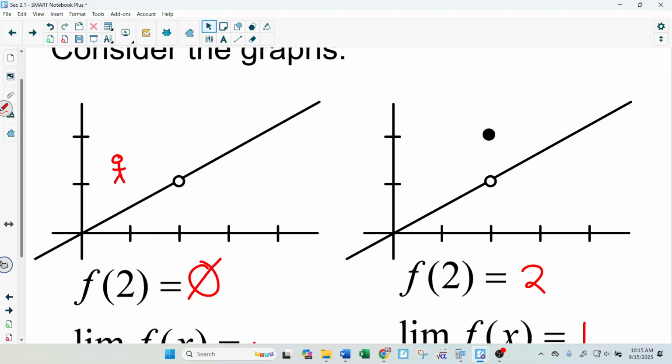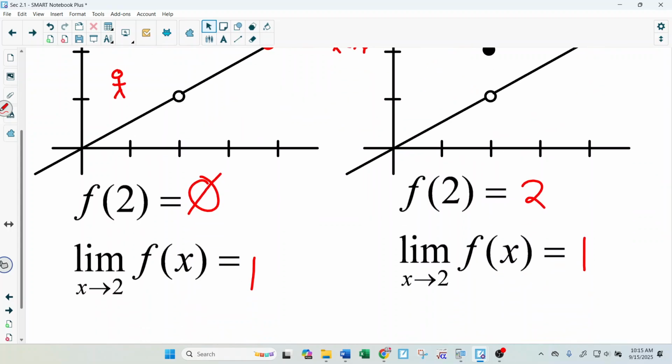Okay? Now, for example, let's say we look at both of these out here. What is f of 4 in both of them? 2. And the limit as x approaches 4 is also 2, right? So you have all these different things that can happen. Limit and the function are the same. Function doesn't exist, but the limit does. Function exists, but it's different than the limit based on the graph.